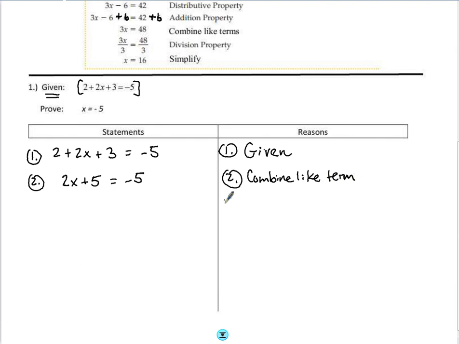Step number 3. The next thing I'm going to do is probably the addition property. So I'm going to have 2x plus 5 minus 5 is equal to negative 5, and since I took away 5 here, I have to take away 5 from this side too. So my reason here for step 3 is addition property, or subtraction property, I guess. Adding a negative is the same thing as subtracting, but we'll call it the subtraction property.